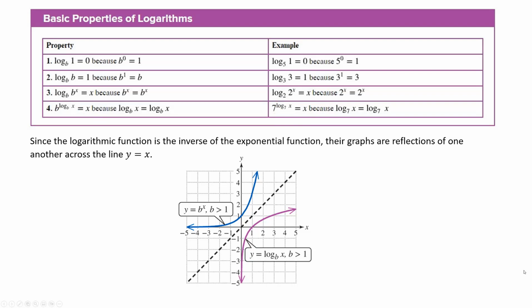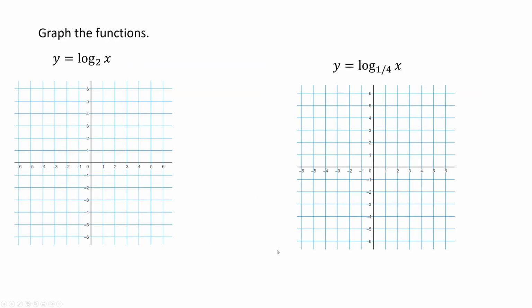Since the logarithmic function is the inverse of the exponential function, their graphs are reflections of one another across the line y equals x, because their domains and ranges have been swapped. So whatever was x before is now y, whatever was y before is now x, and so it looks like that. So let's graph a couple of these log functions.